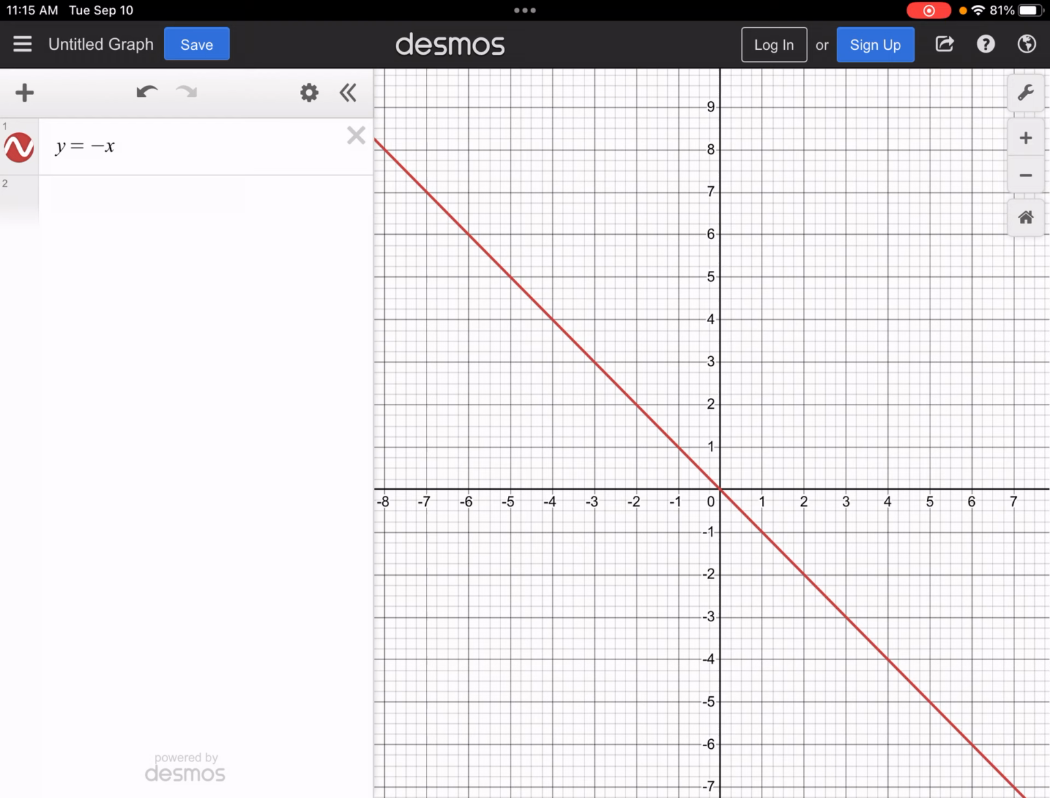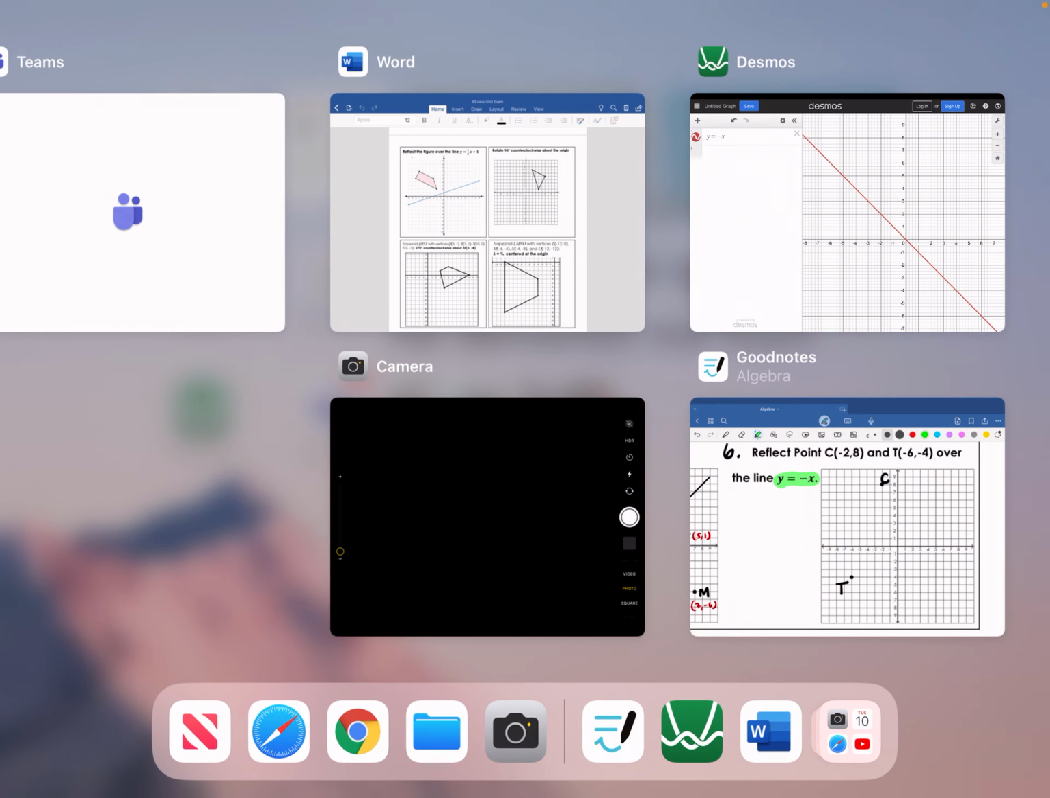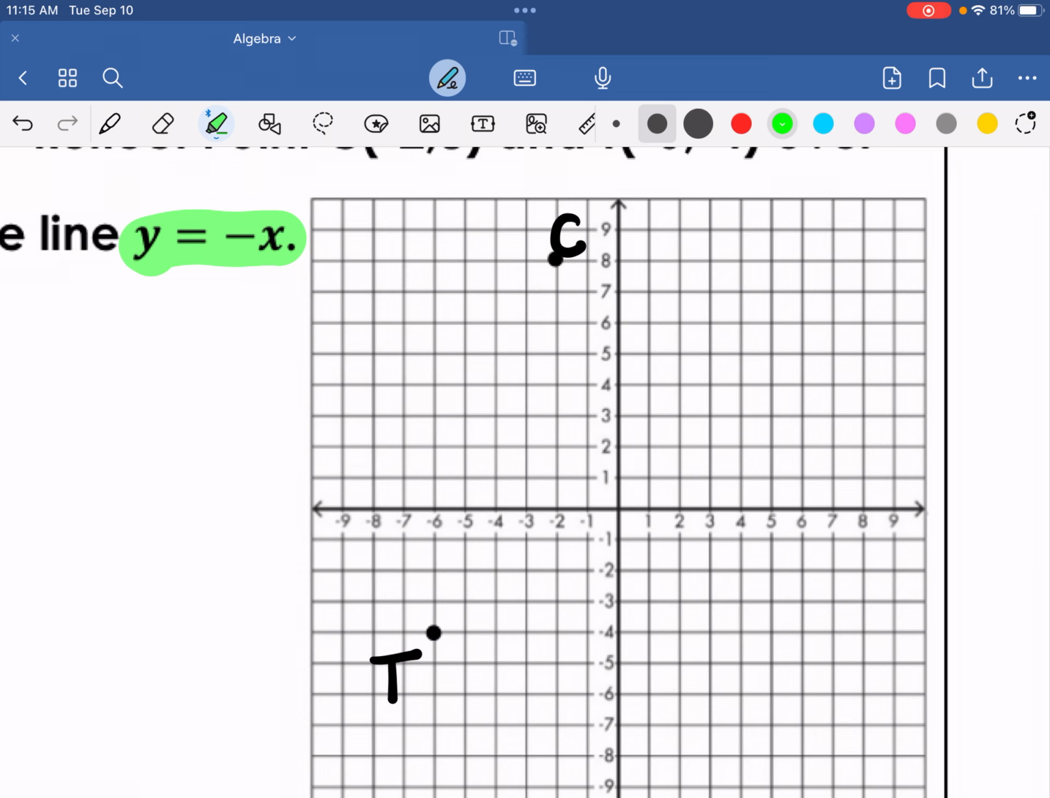So first you want to draw your line. 7 with negative 7, here, here. Negative 3, 3, negative 2, 2, 0, 0, 1, negative 1, 2, negative 2. Okay, it goes this way. So now I'm going to connect it. Looks good. And again, you can count on these because the slope is 1.